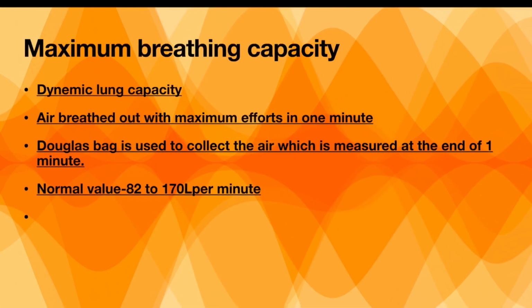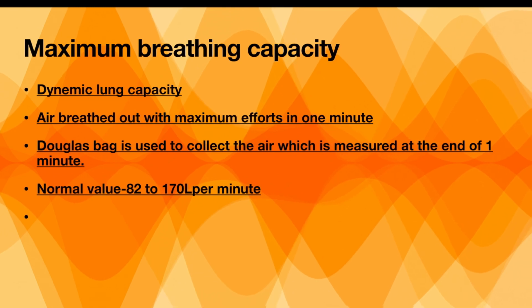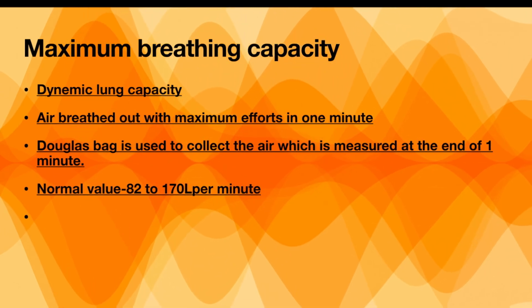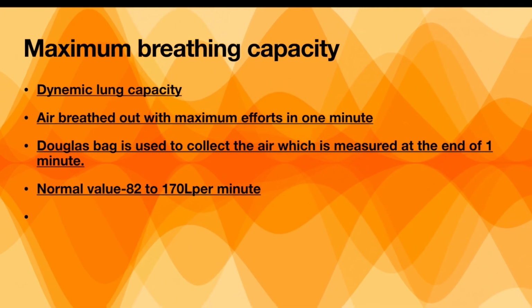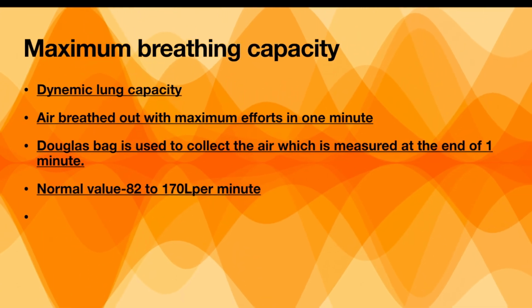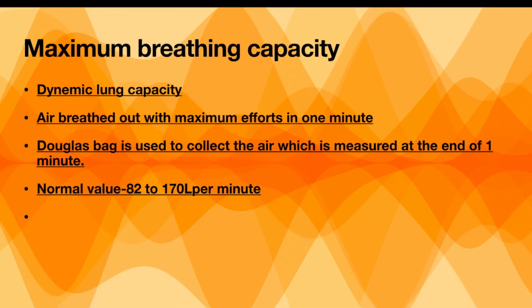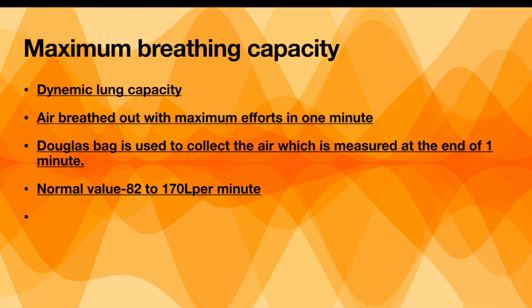Now let's see maximum breathing capacity. It is a dynamic lung capacity. It is the amount of air that is breathed out with maximum effort in 1 minute. A Douglas bag is used to collect the air, which is measured at the end of 1 minute. The normal value is 82 to 170 liters per minute.